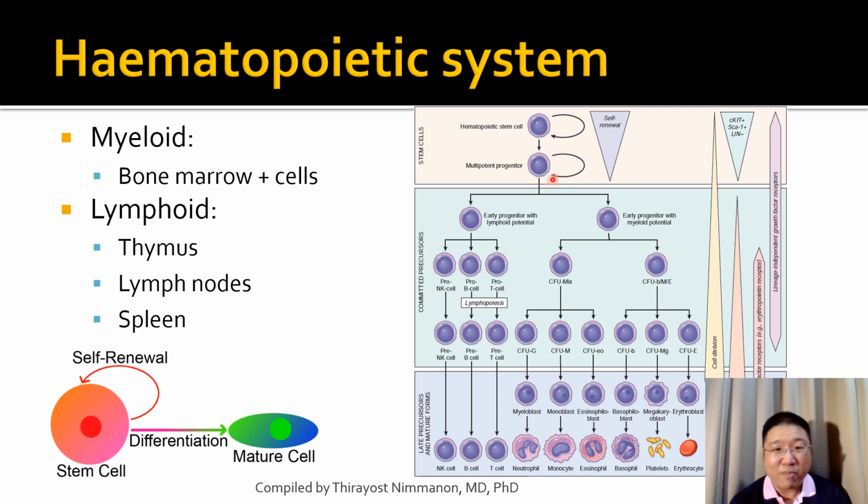From the stem cells, these cells will develop into two lineages, the lymphoid lineage and the myeloid lineage. The lymphoid lineage will develop into T cells, B cells, and NK cells, whereas the myeloid lineage will develop into different granulocytes, platelets, and erythrocytes.